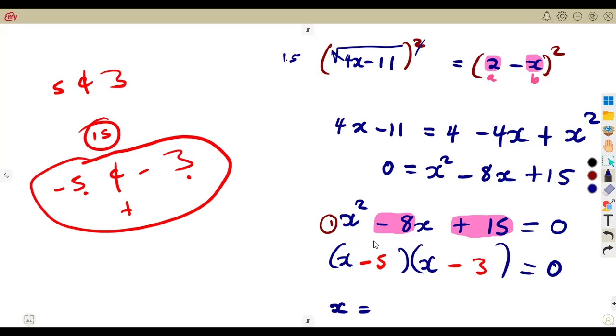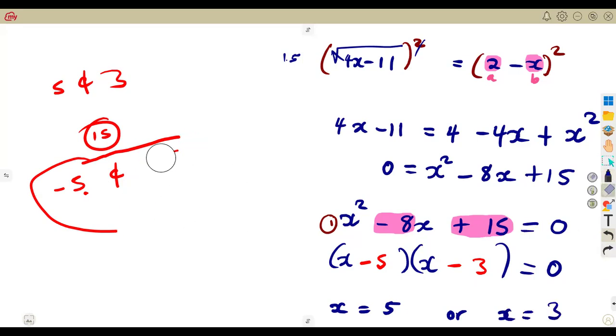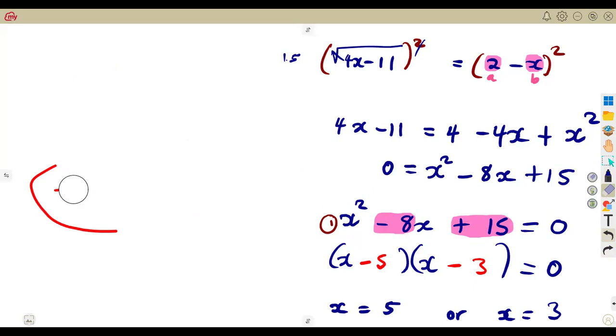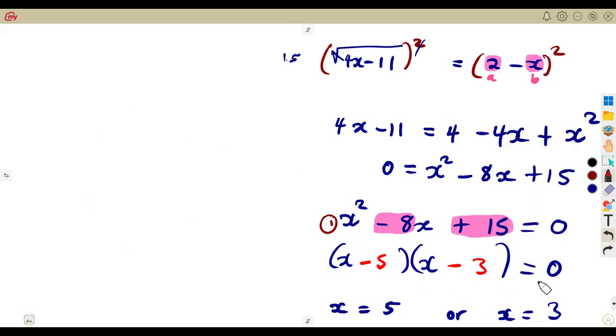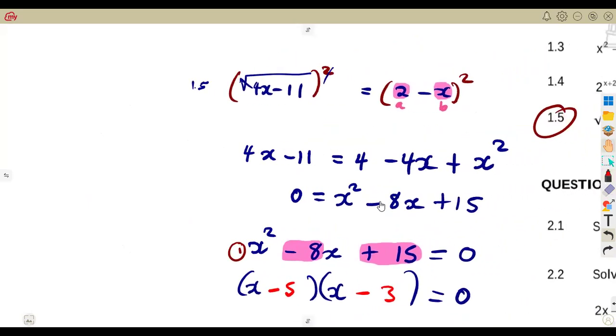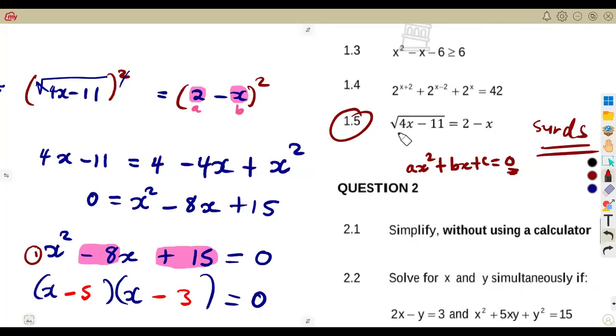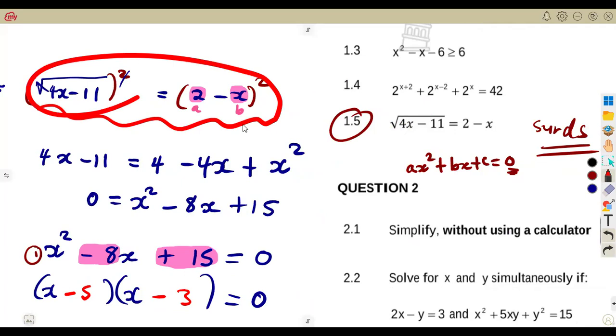So let us have our x values. The minus 5 to the other side was going to give us a positive 5. The minus 3 to the other side was going to give us a positive 3. So these are the values of x as of solving our quadratic equation. As we are solving our quadratic equation, this is what we are obtaining. But what about as we are solving our question? Because our question has a square root. So we must test these values of x. If we substitute these values of x into this equation, are they going to make sense?